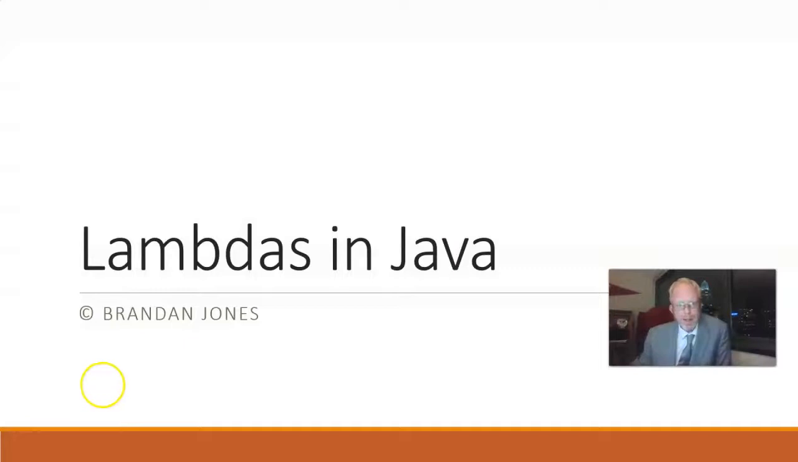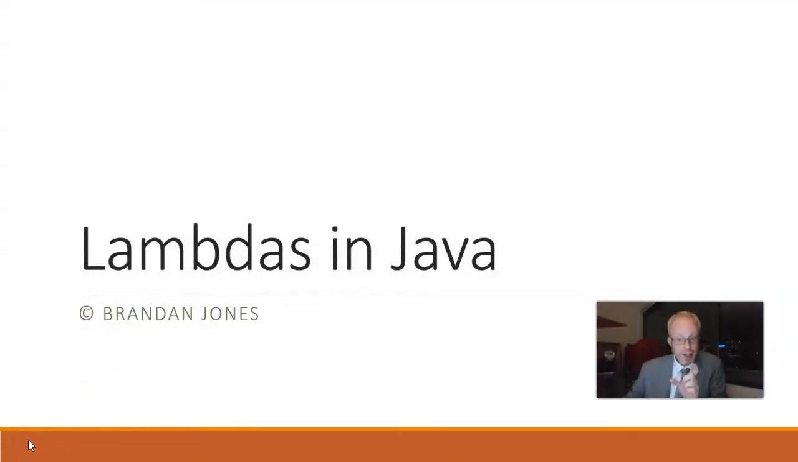In this video, I'm going to describe lambdas in Java and show a few examples. So first of all, what is a lambda? A lambda is an easy way to do a little nugget of logic, usually behavioral logic, without a whole lot of typing and without a whole lot of boilerplate code.